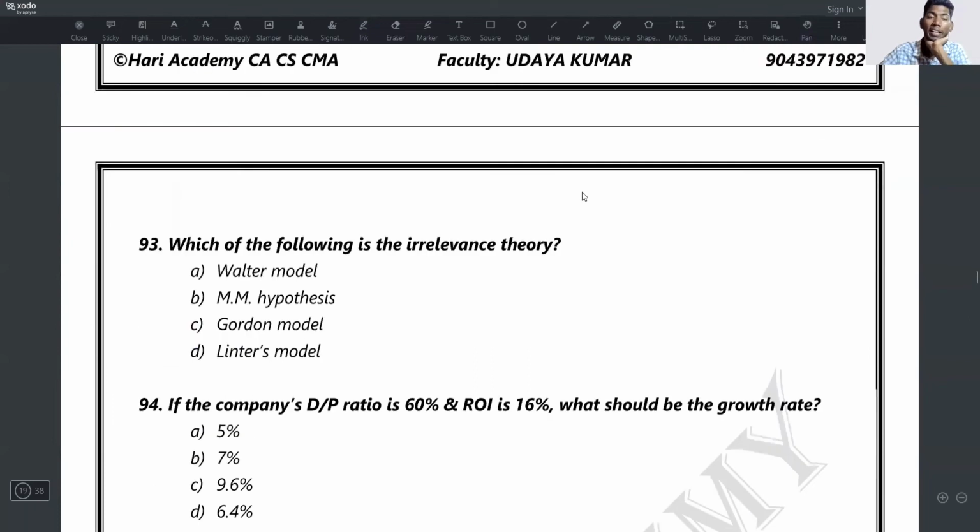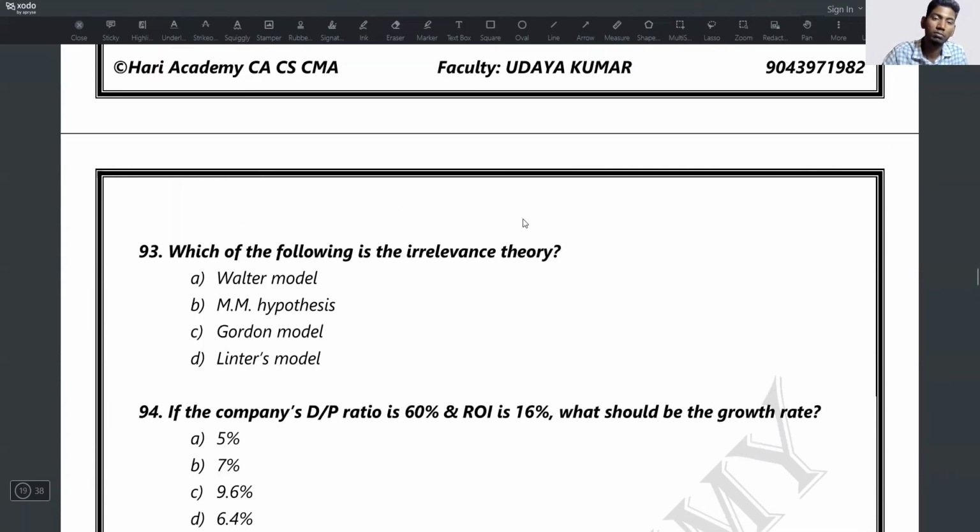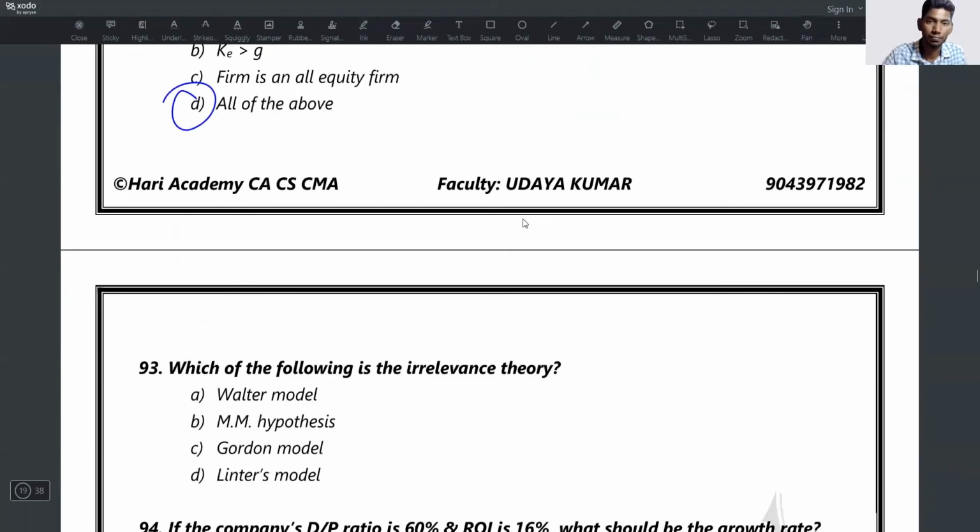Okay, moving to question number 93. Which of the following is the irrelevance theory? You need not think about it. You need not waste your time. Which is the irrelevance theory? Modigliani-Miller hypothesis.